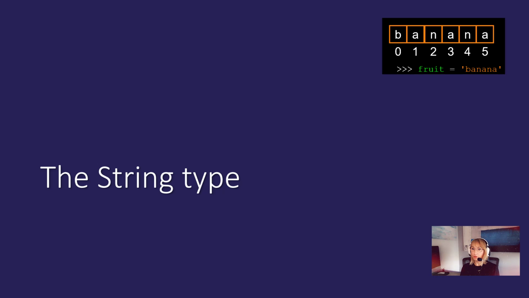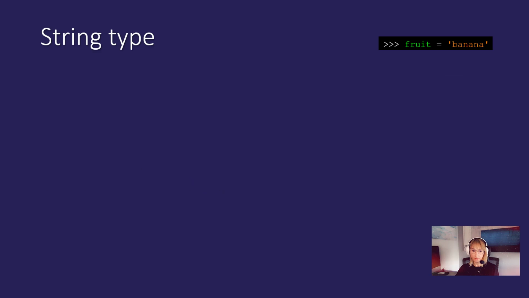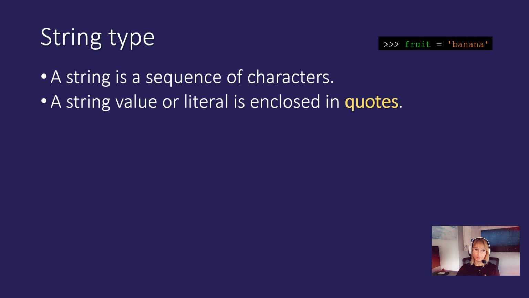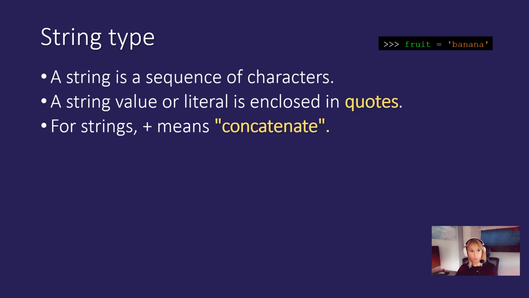Let's start with the string type and review a few properties of strings. A string is a sequence of characters. A string value, or a literal, is enclosed inside either single or double quotes. For strings, the addition sign means concatenate, or put together.